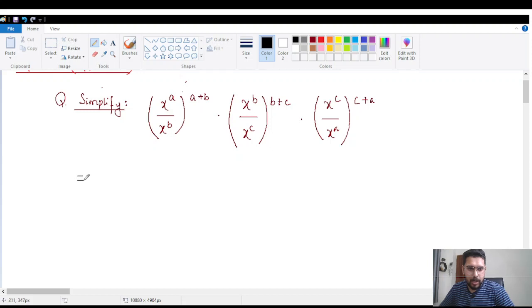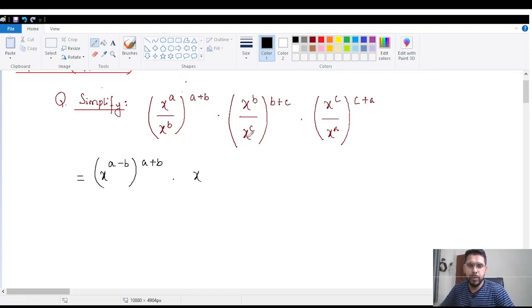So initially, as we can see here, the value of the base is the same. The operation is a division process, which is a clear conclusion that we will apply the quotient rule over here. By the quotient rule, we subtract the exponent at the denominator from the exponent at the numerator. So we can write x to the power of (a minus b), whole to the power of (a plus b).